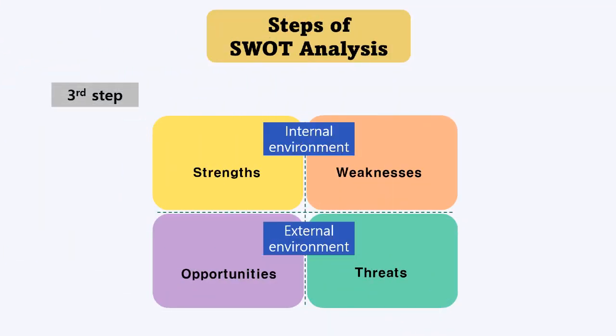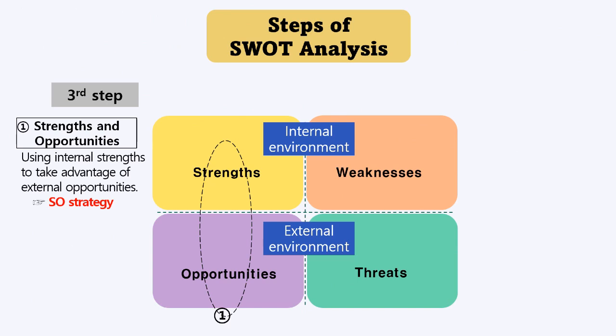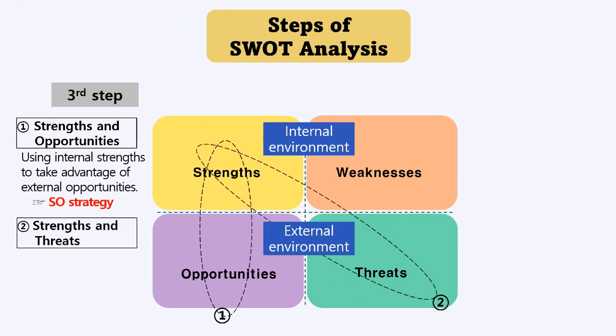Let me explain the third step in more detail. Analyzing the combination of strengths and opportunities involves using internal strengths to take advantage of external opportunities. This is referred to as the SO strategy. On the other hand, analyzing the combination of strengths and threats involves using internal strengths to mitigate external threats. This is known as the ST strategy.